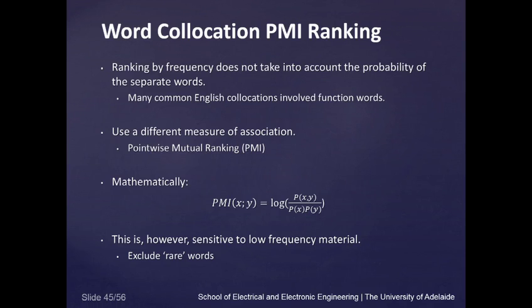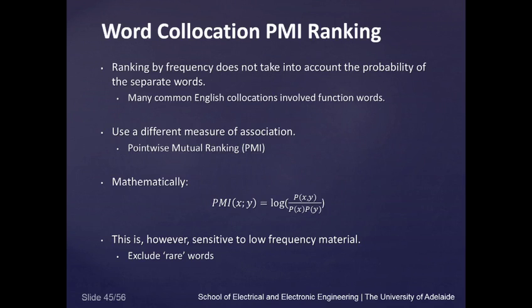Unfortunately, using frequency, we don't take into account the probability of the separate words. Just investigating the English collocations themselves, we see that most of them are made up of function words. These include "the" and those sorts of words. We can use a different measure of association to take this into account.